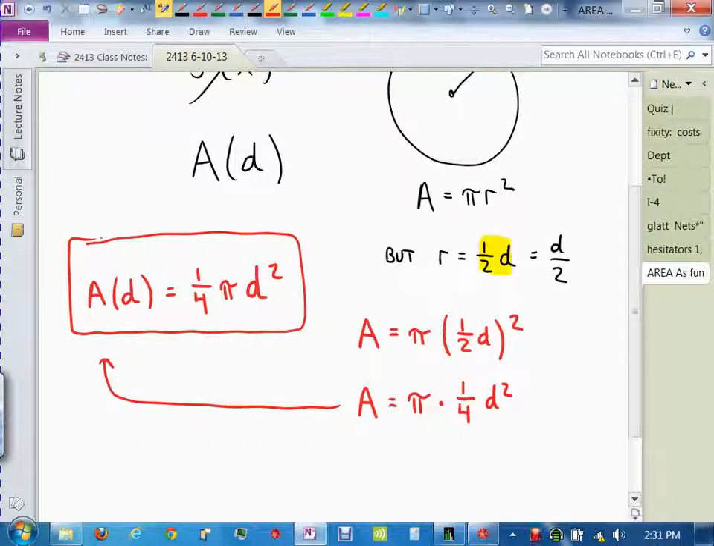The key to this problem and to the next ones is that you have two variables you're trying to connect, and you have to use your knowledge of geometry in order to connect them. The thing that we had to know here was, first of all, area of a circle is pi r squared. And the next thing we had to know is that the radius is always half the diameter. But let's look at the next example and see what it is we're going to have to know.